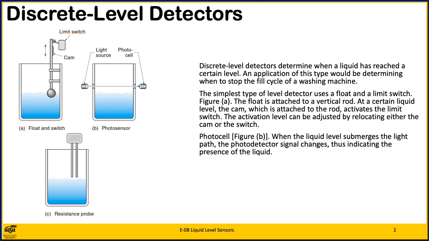Another type of level detector is based on a photocell, as shown in Figure B. When the liquid level submerges the light path, the photodetector signal changes, thus indicating the presence of the liquid.